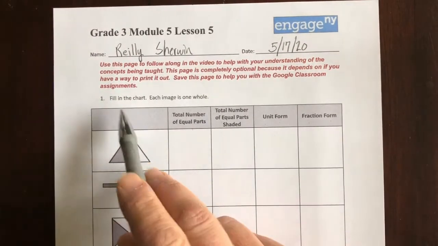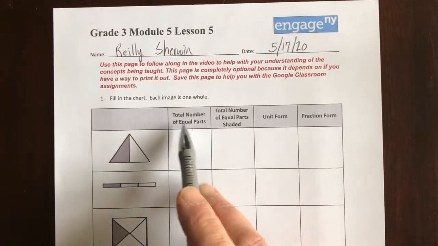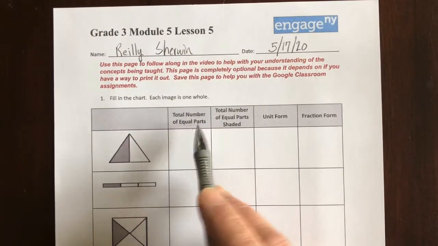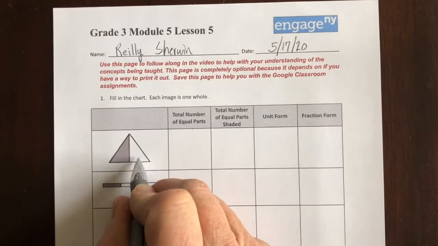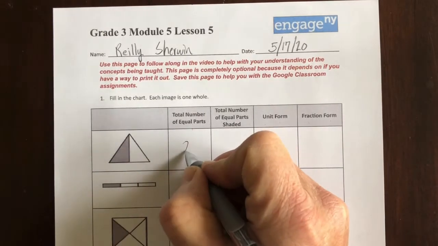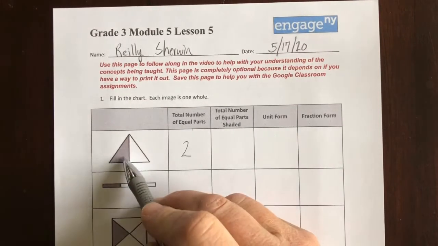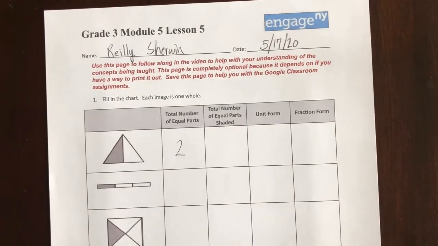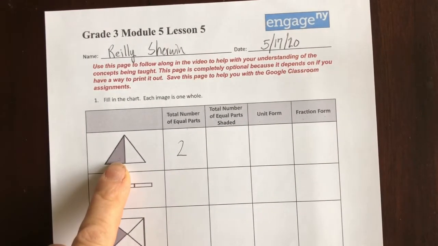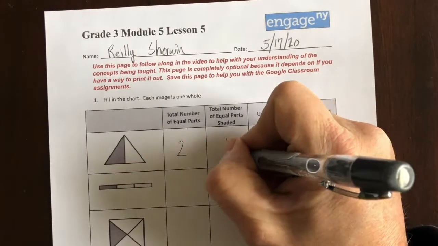So fill in the chart, each image is one whole. Total number of equal parts. Well, I see a triangle that's cut into two parts. There's two equal parts. See? 1, 2. Total number of parts shaded. Well, that's just 1. Write down 1.